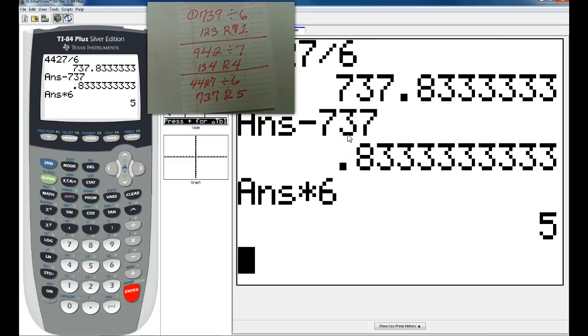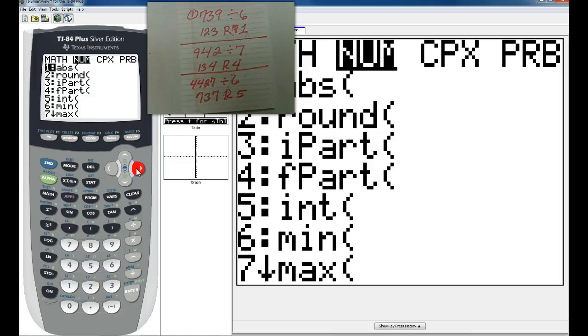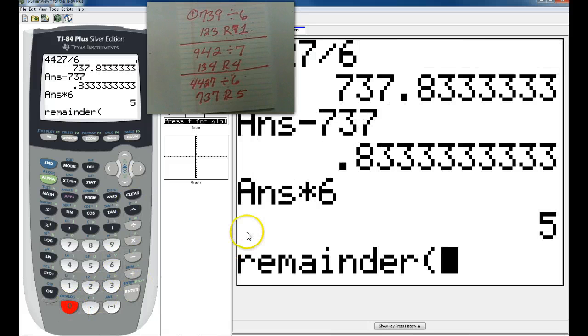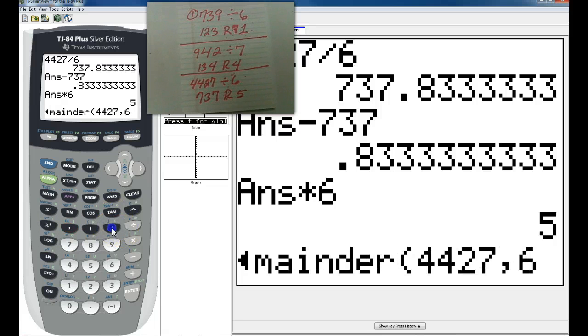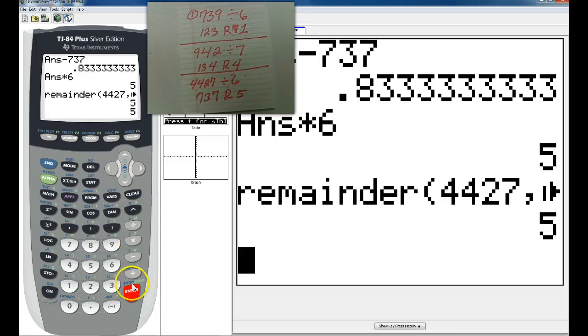Or I choose to use the upgrade in my calculator by hitting Math, going over to Num, and hitting 0 for the remainder function, and putting in 4427, comma, 6. Either way, I'm going to get the remainder of 5. And this is the way you do long division in your calculator.